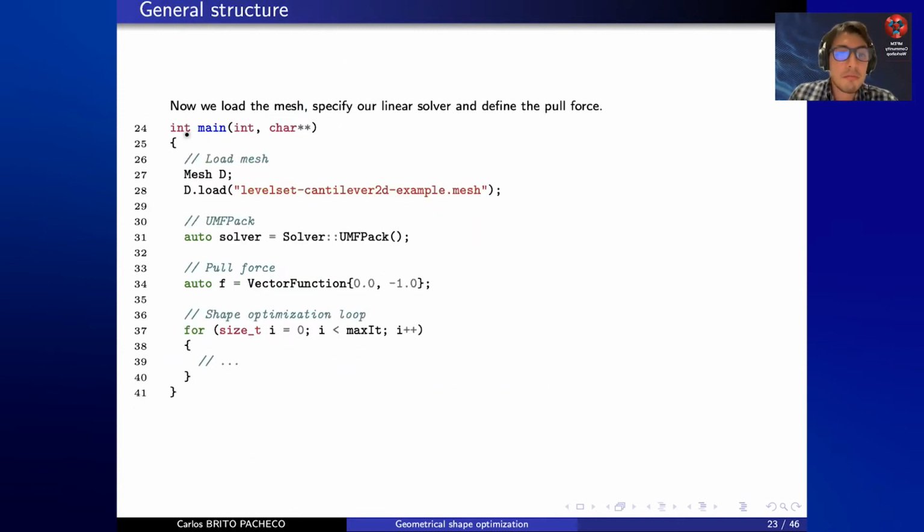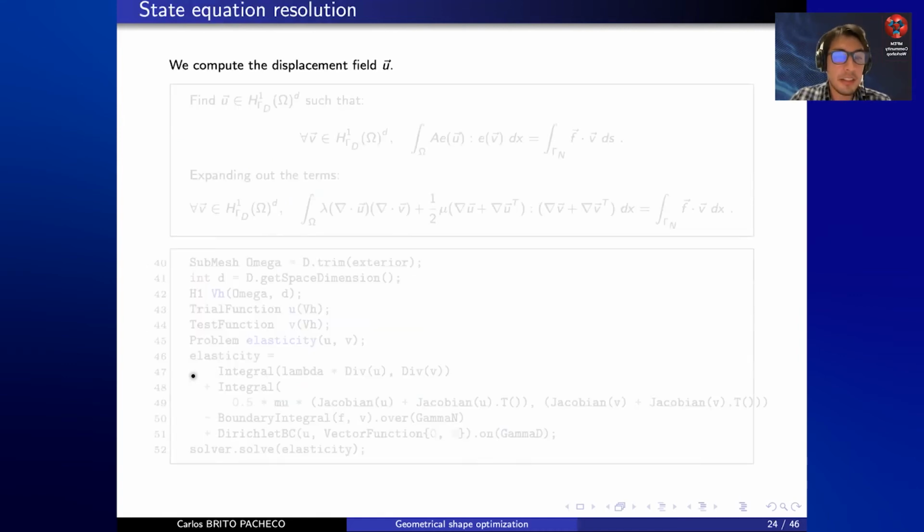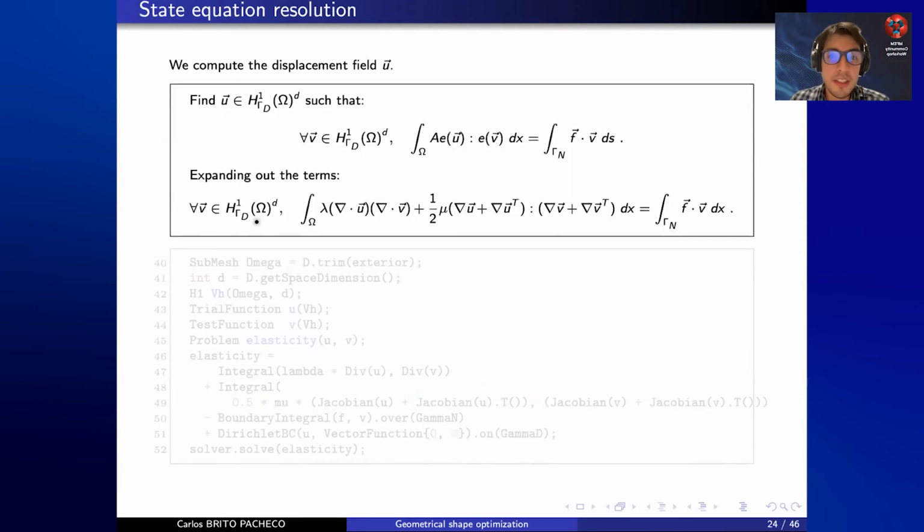Now we give the general structure. So you define your main function, you load your whole domain D, you define your solver, you define your pull force, and then you will typically want to enter into a shape optimization loop. So first, how do you compute the displacement field U? Well, usually you just derive the weak formulation associated with the linear elasticity equation. This is quite standard. And then you just expand out the terms to implement it in code.